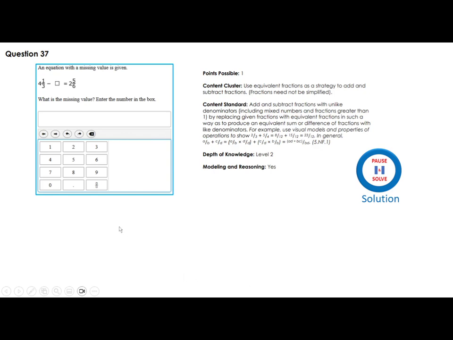An equation with a missing value is given. What is the missing value? Enter the number in the box. So 4 1/3 minus this unknown is equal to 2 5/6. So we need to find this unknown.